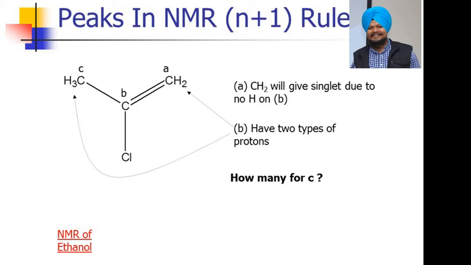So how many for C? C may have multiple signals, a multiplet, because there are 3 and 2, 5 hydrogens. 5 hydrogens plus 1 is 6 peaks with some ratio, which will explain how the triangle is important in the case of peaks. Peak intensities and peak heights are discussed in the next lecture, how these peak heights are divided.